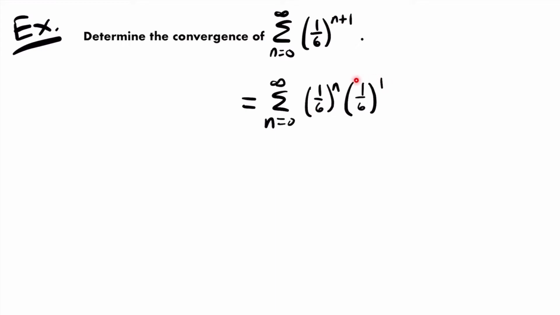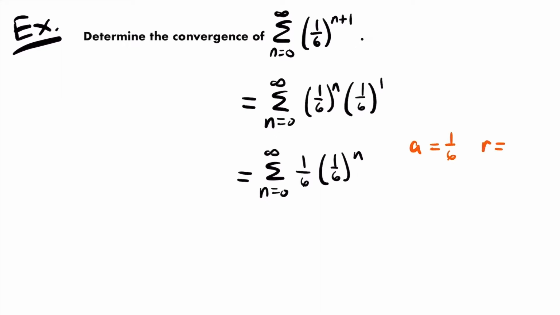So we can break that up, and now we just have 1/6 times 1/6 to the power of n. And so if I rewrite that a little bit, this would be equal to the sum from n equals 0 to infinity of 1/6 times 1/6 to the power of n. And now we have a series that is in the form of a geometric series. We can see that a, the constant multiple, is equal to 1/6, and r, the common ratio, or the value that is being raised to the power of n, is also 1/6.